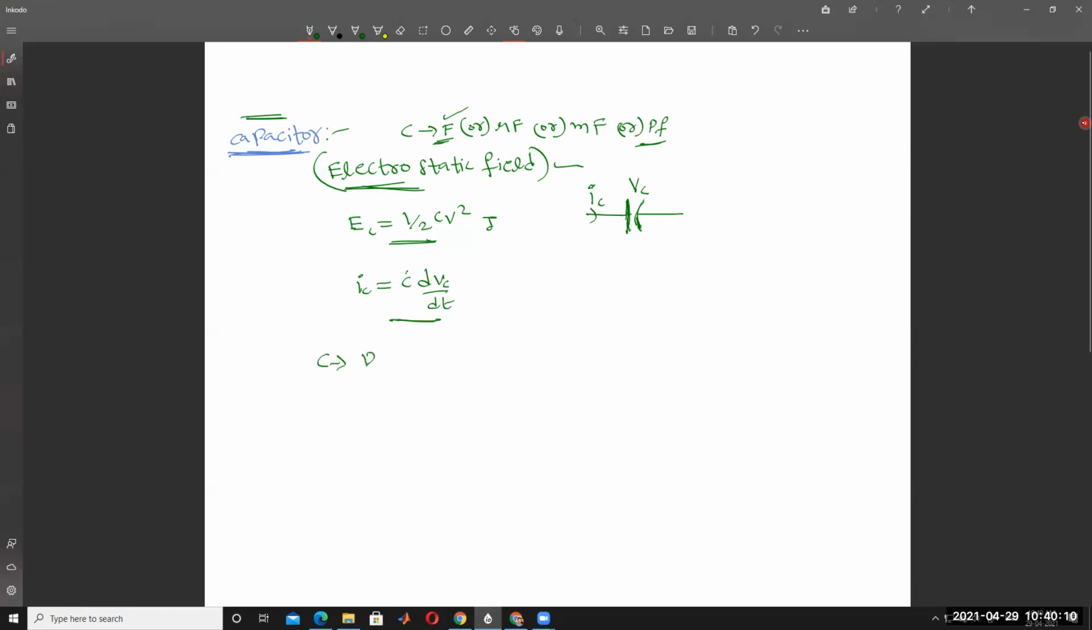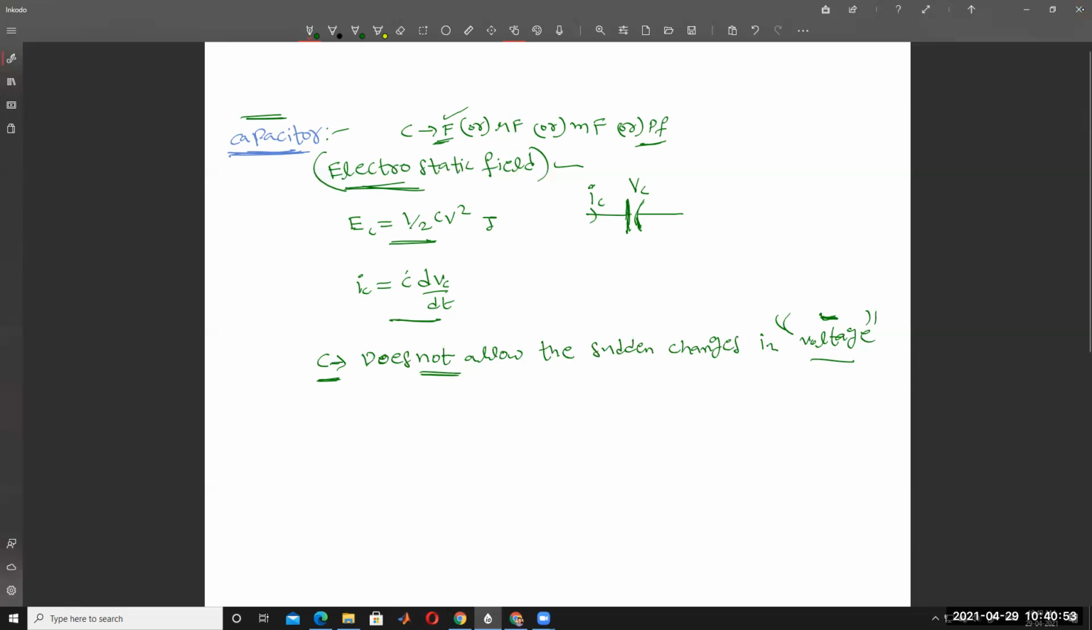Capacitor does not allow the sudden changes in voltage. Inductor does not allow the sudden changes in current. That is the property of inductor. And what is the property of capacitor? It does not allow the sudden changes in voltage. Understand?